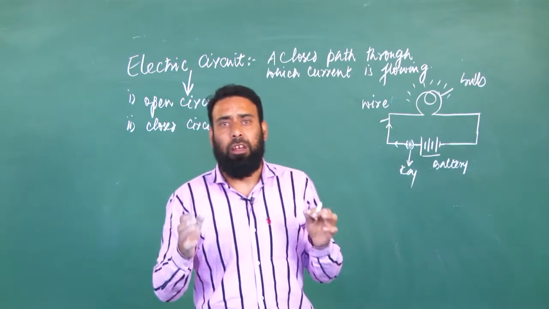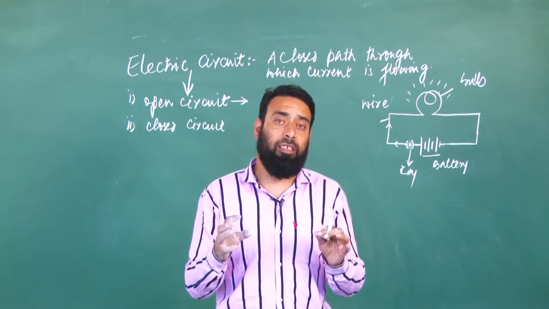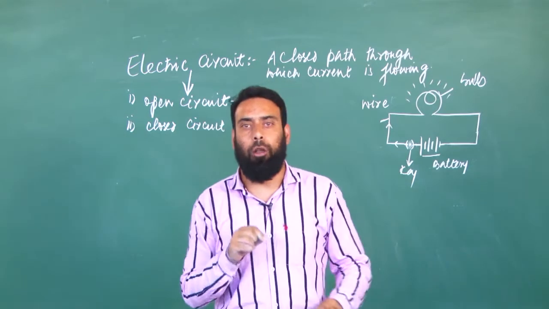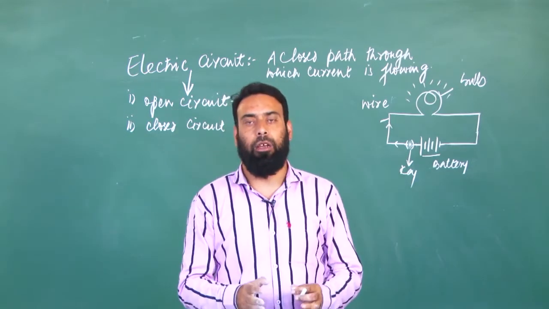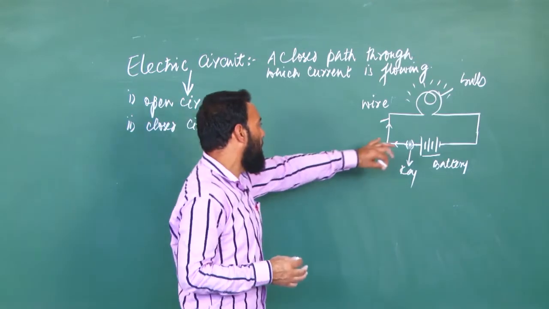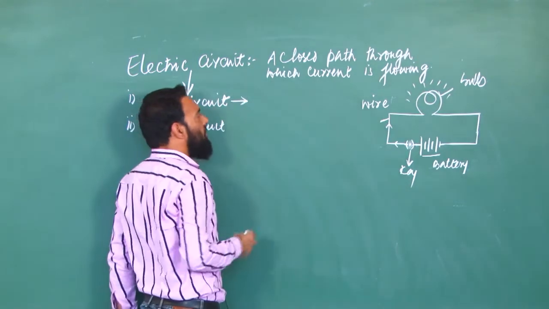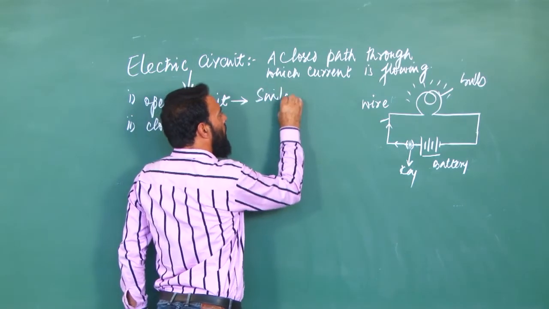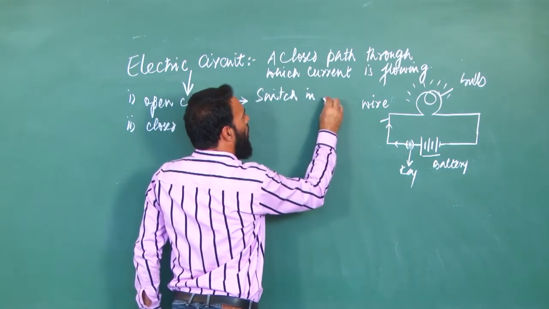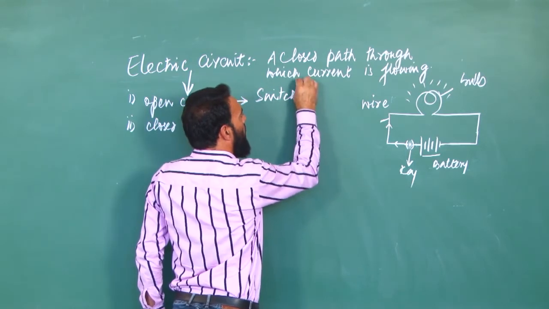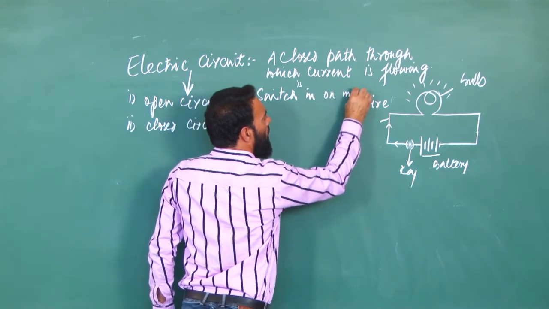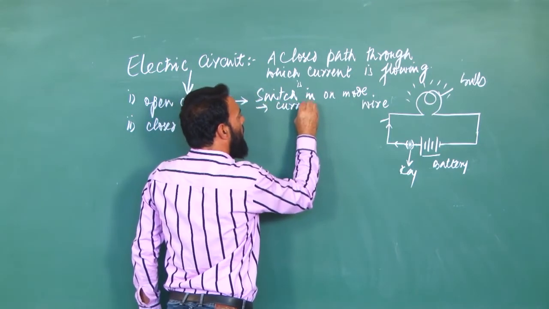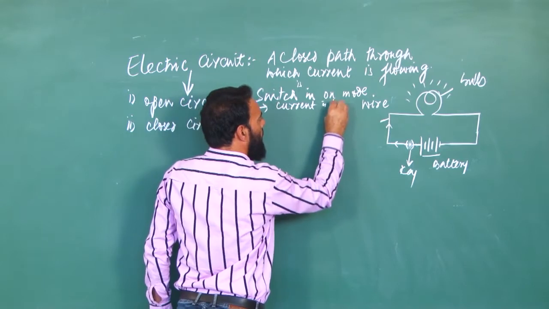So if we try to understand what open is basically, any closed circuit where the switch is in on mode and the current is flowing through that circuit is called an open circuit. So for an open circuit, two conditions are important. In an open circuit, the switch is in on mode and current is flowing.